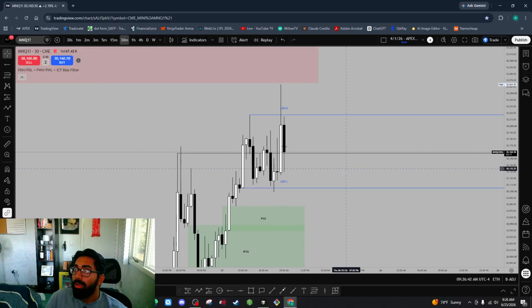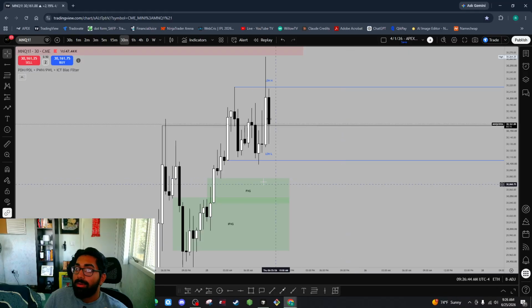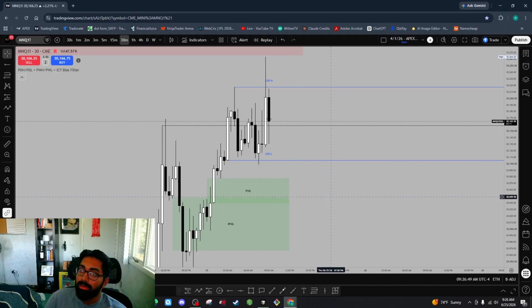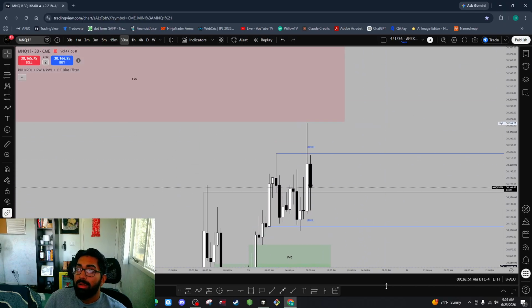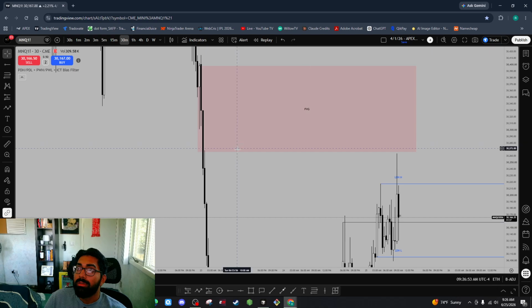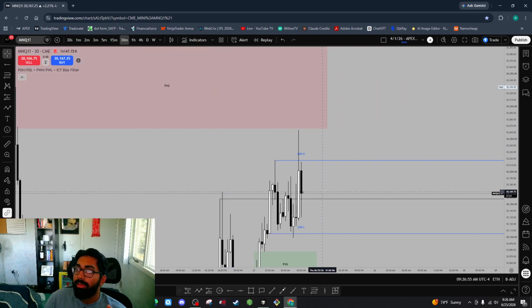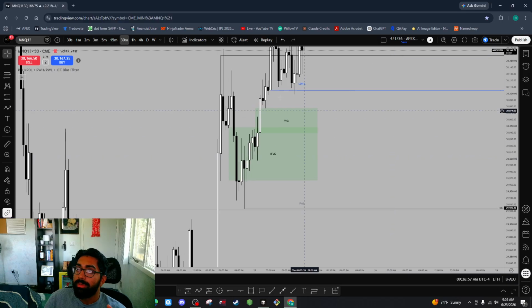So on the 30-minute, we have this intermediate low right here, but we already have a bullish fair value gap marked, so we're not even going to worry about that. Let's check over here. I'm not seeing anything on the 30-minute today, so we could just leave it at that.